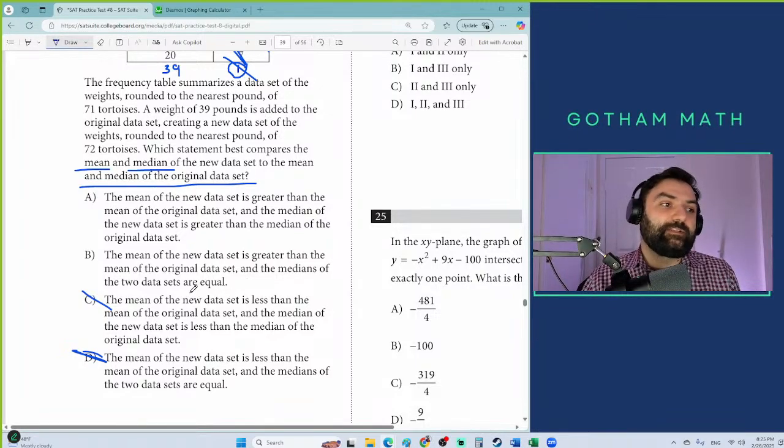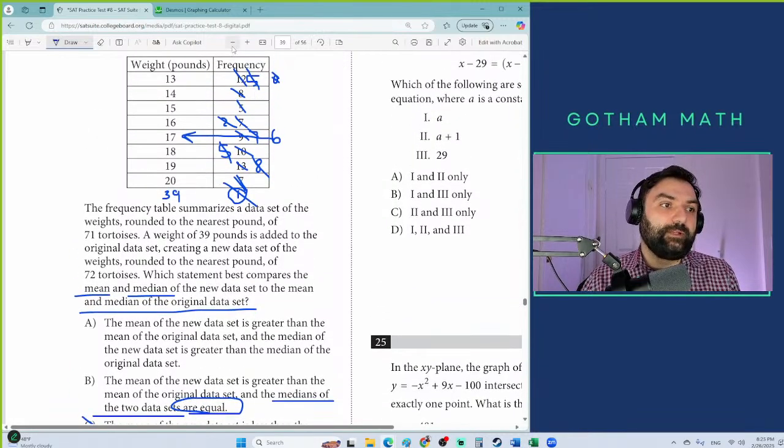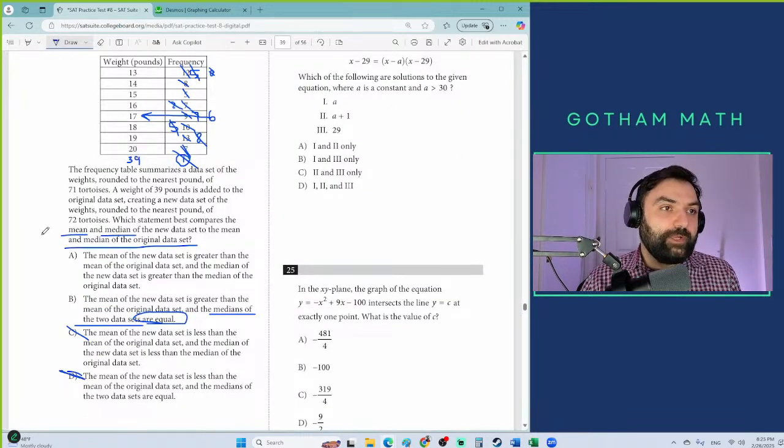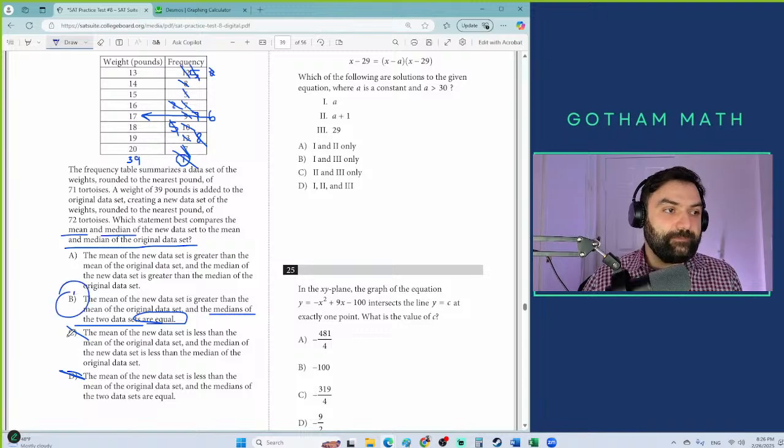because the medians of the two data sets will be equal. This question looks way harder than it actually is. Way harder. But in reality, it's just understanding that a bigger number makes the average greater, and medians don't, and this 1, in this case, won't change anything. This is it. It's B.